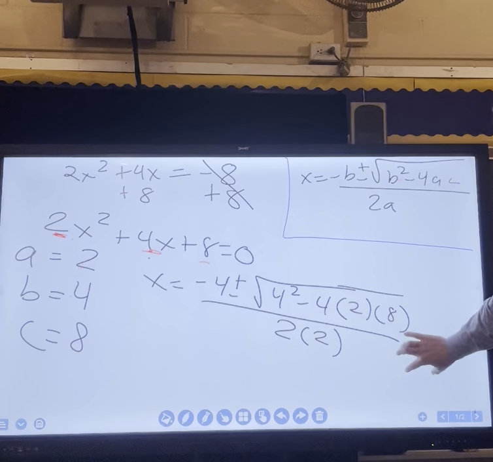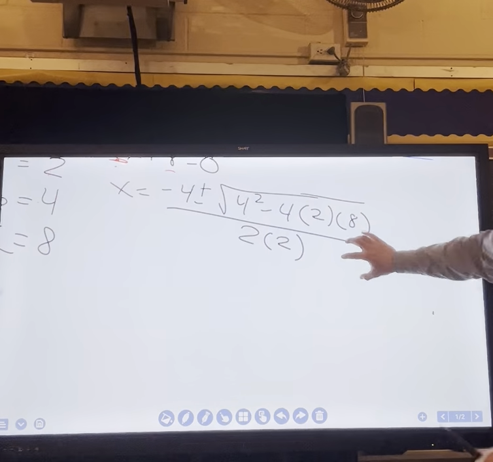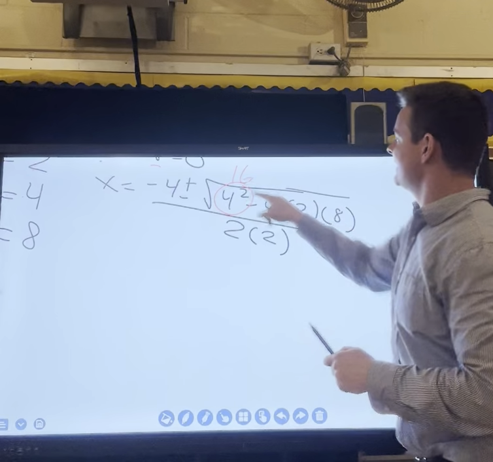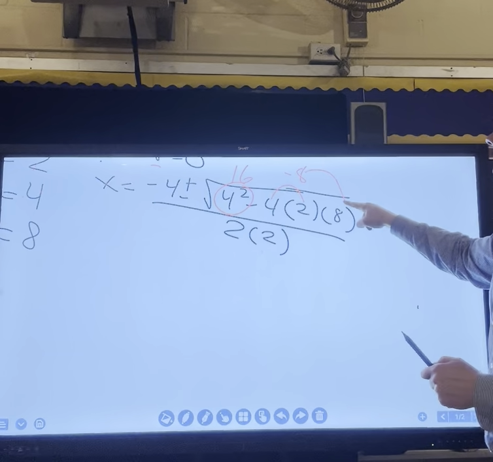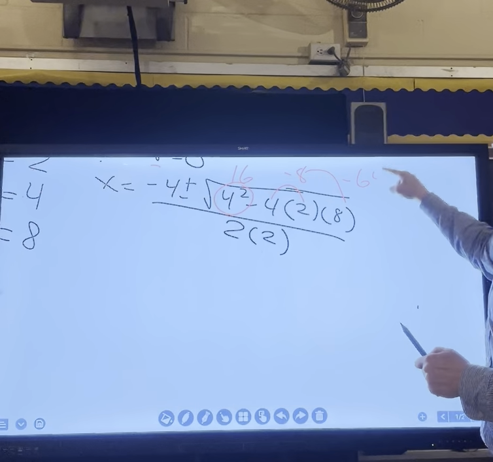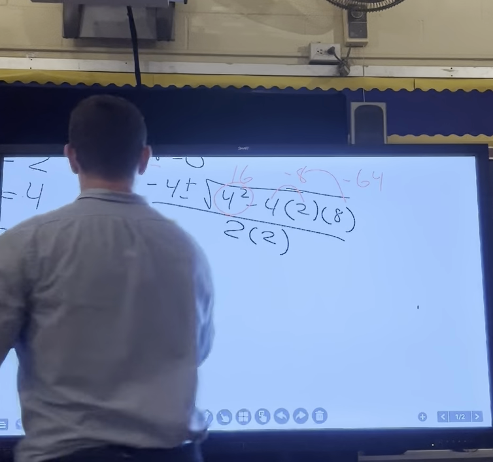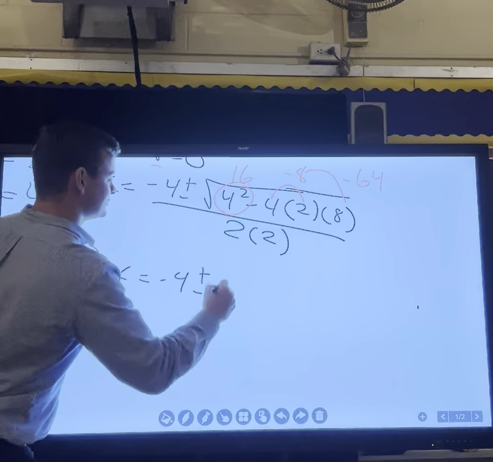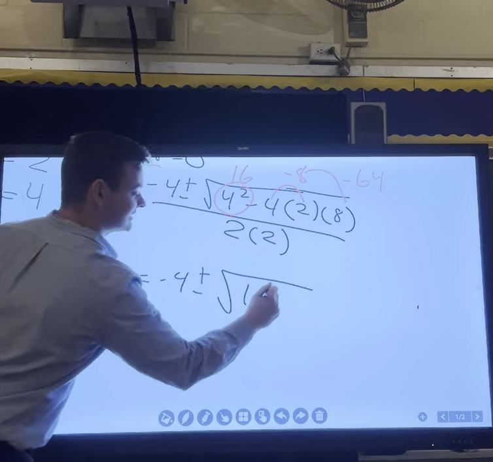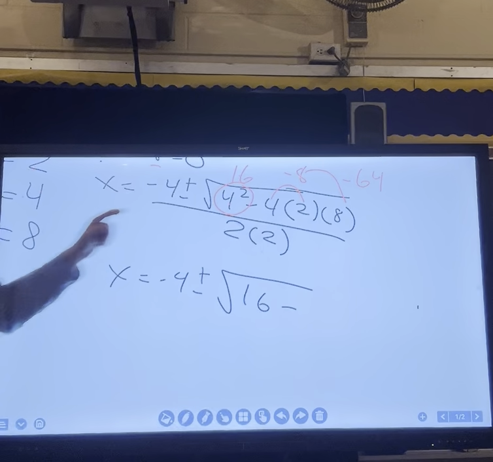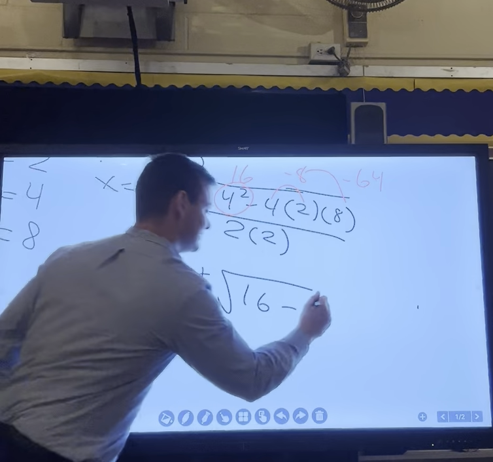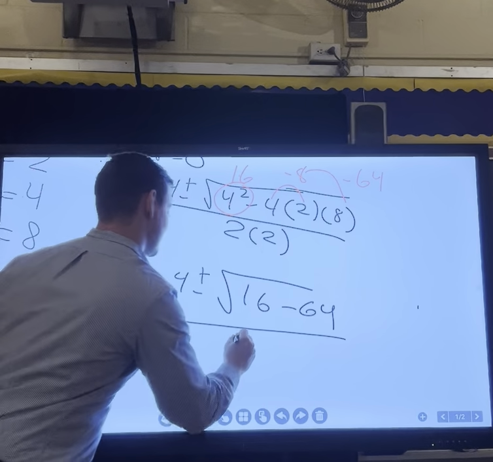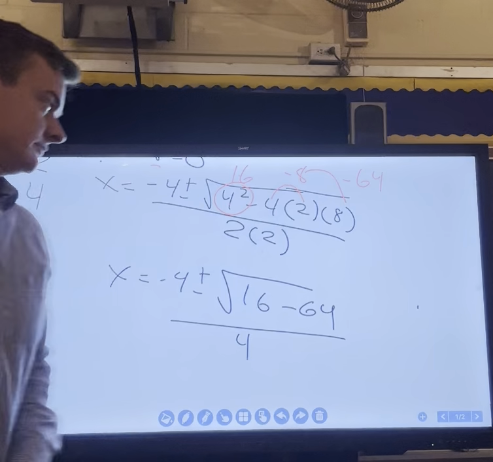Now I'm going to deal with the square root here. 4 squared, that's 16. Negative 4 times 2, that's negative 8. Negative 8 times 8, that's negative 64. So in my square root, I get x equals negative 4 plus or minus the square root of 4 squared, which was 16. Minus, I keep the sign of what it is. Since it's negative 64, I put minus 64, all divided by 4.